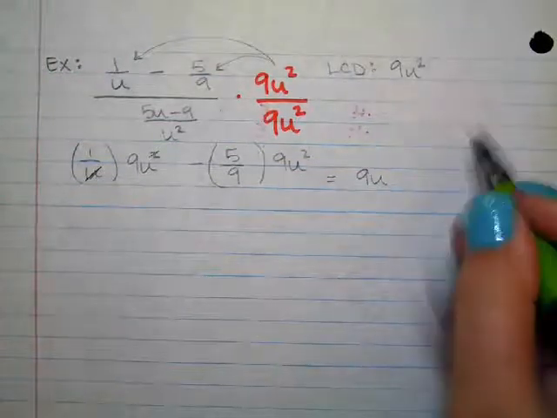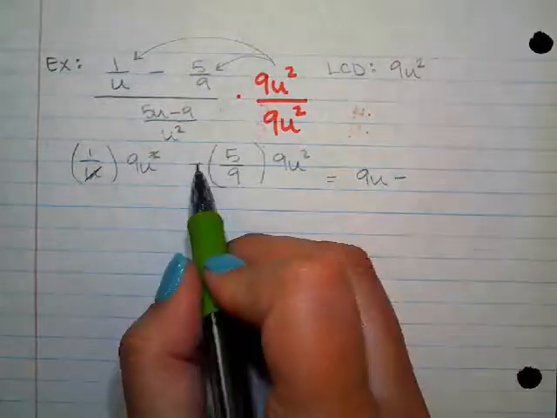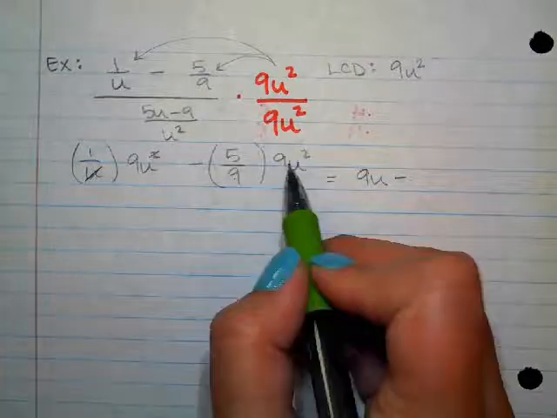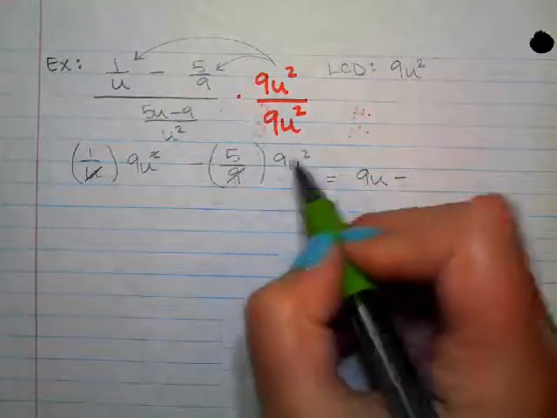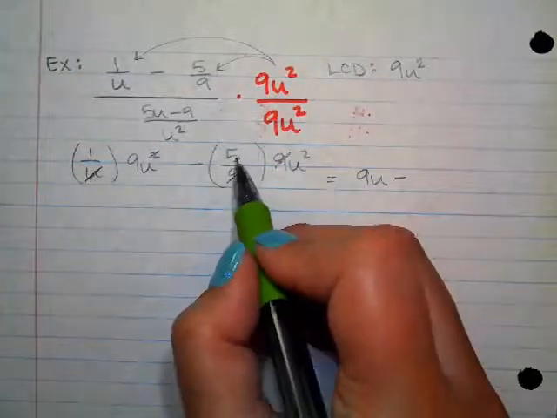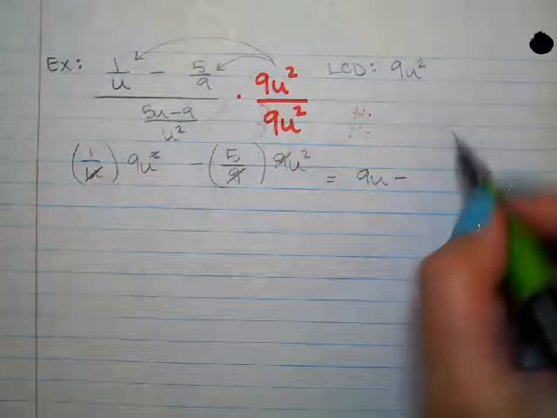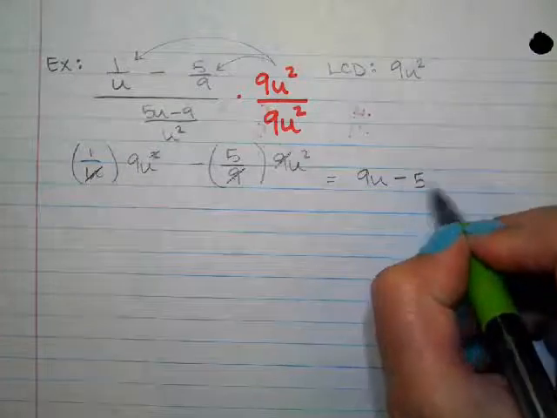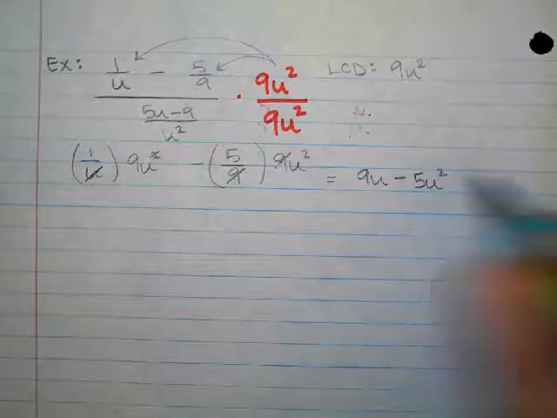minus. Now here we have a divide by 9 and a times 9, so the divide by 9 and the times 9 are going to cancel, but that's all that cancels, and then we have a 5 multiplied by a u squared. So 5 multiplied by a u squared. All right, so we've got that.